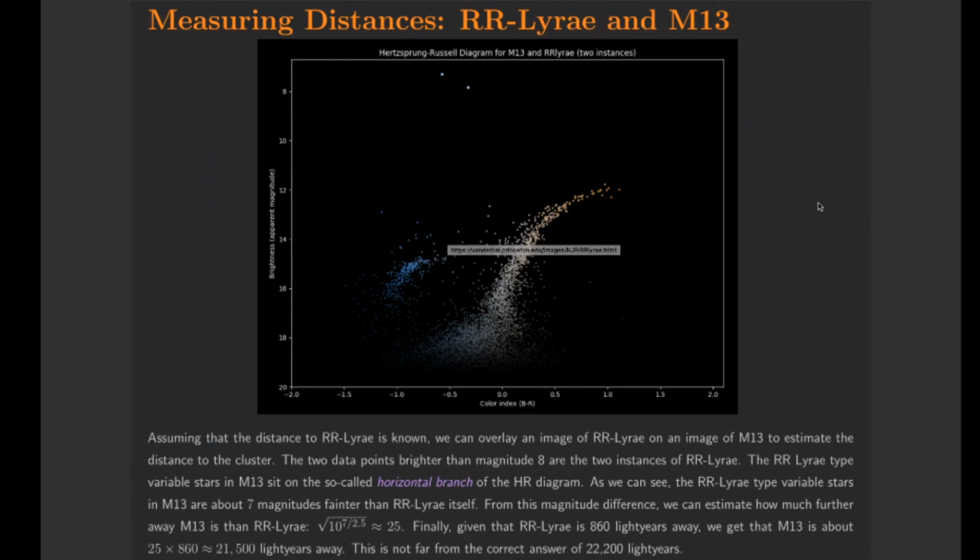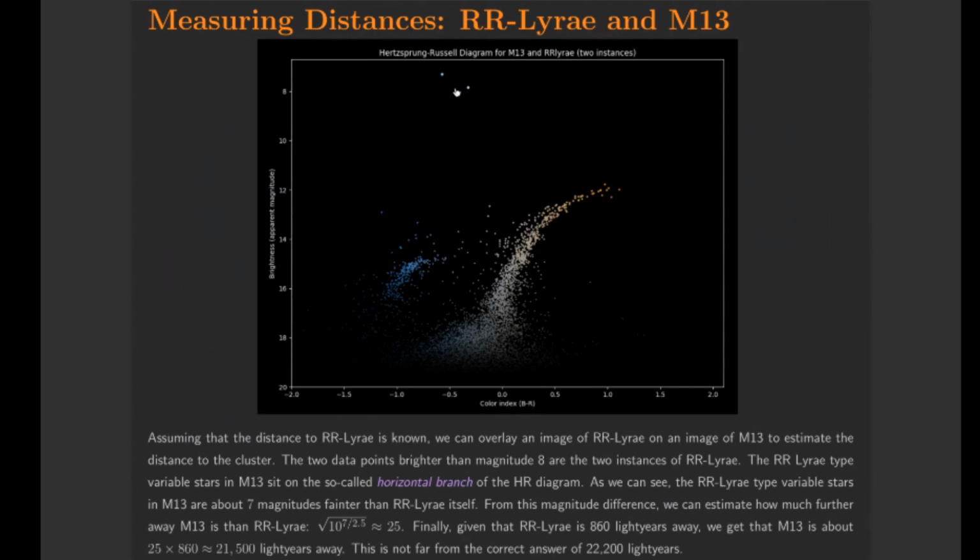This is not 2 different pictures of M13 taken at 2 different times, so I can't really show you the little line segments like I was showing you with M15, but this is where the RR Lyraes should be in this picture from what we've already seen. So in this picture, they'd be about magnitude 14, but RR Lyrae itself is about magnitude 7.5 or something like that.